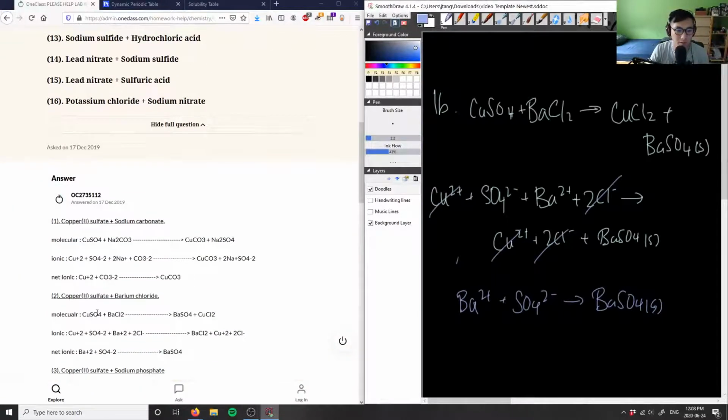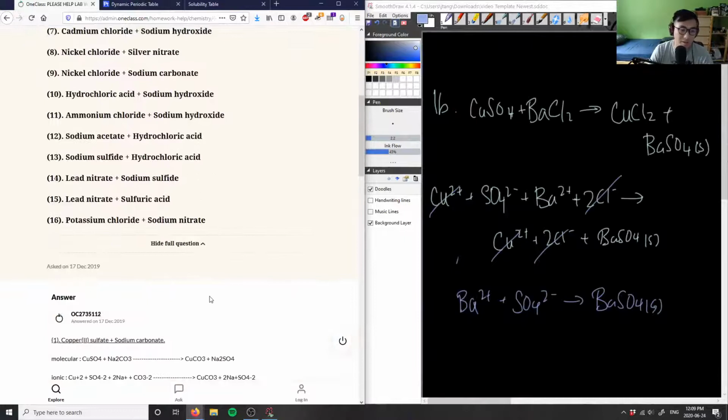Let's look at our answer here. So we have copper sulfate and barium chloride yields barium sulfate and copper chloride, which is good. Our ionic equation is copper 2+, SO4 2-, barium 2+, and 2 Cl- yields barium. This is supposed to be BaSO4 actually, so they misplaced this here. It's BaSO4 and copper 2+ and 2 Cl-, which is good. And the net ionic is Ba2+, which is barium, and sulfate yields barium sulfate. So this solution is correct, except this is supposed to be SO4 here.